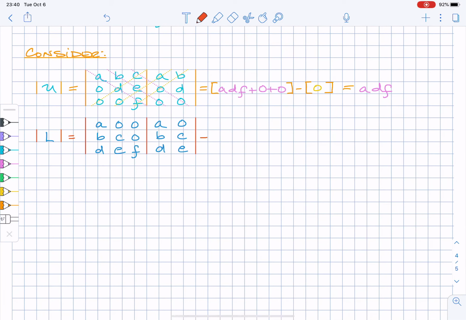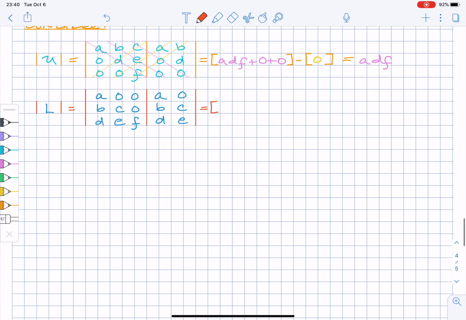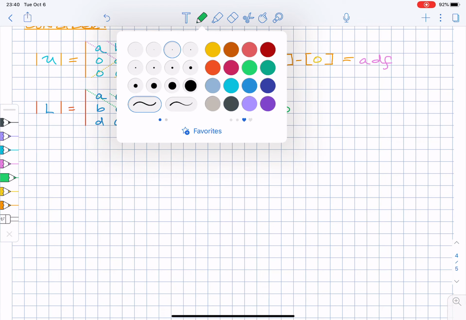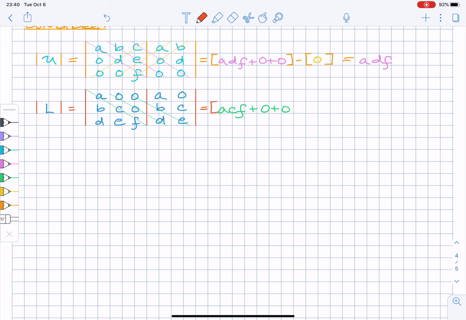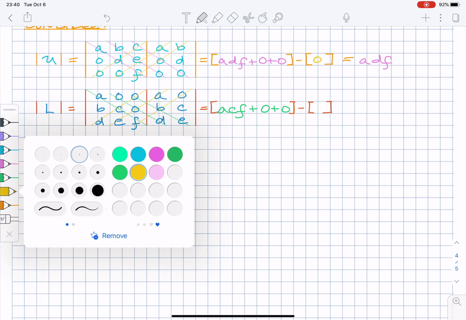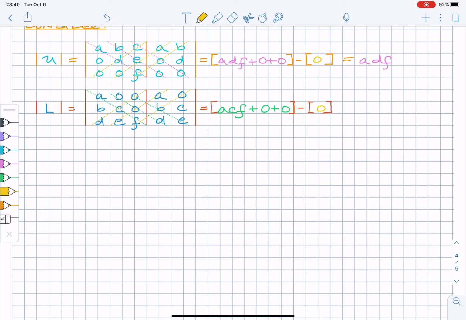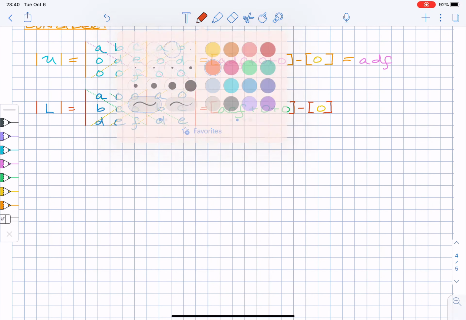Okay, so what this gives us then will be, if I look at the main diagonals, ACF, 0s and 0, ACF plus 0 plus 0, from which I'm subtracting 0 plus 0 plus 0, which is just 0. So I end up with simply ACF.